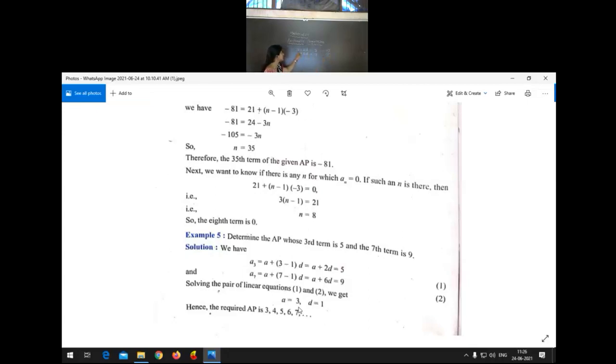So this is a linear equation in two variables. This is also a linear equation, but they are in a pair now. So we have to solve this one. How to solve this one actually? So we have to write like this. So a and a, we have to eliminate this a and a.